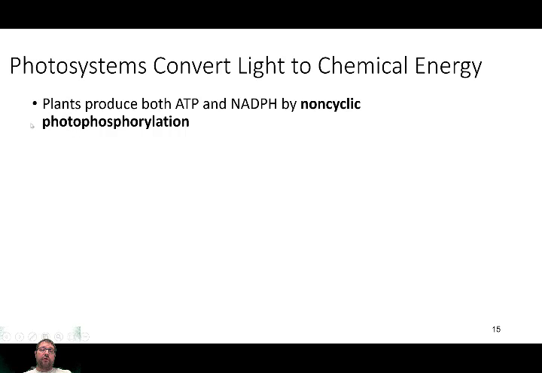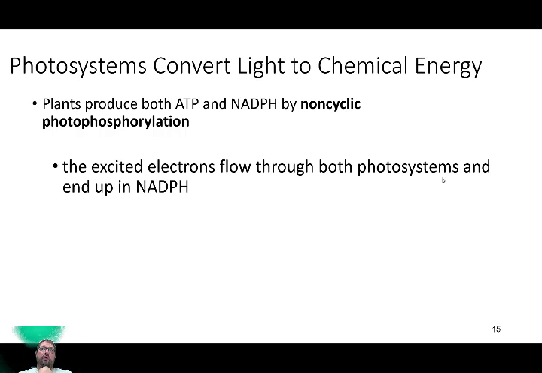Now, the photo part refers to photons, right? So light. The phosphorylation refers to the addition of a phosphate group to this molecule. So if you remember from the video, ADP, or adenosine diphosphate, plus a phosphate is going to form ATP. Well, that formation of ATP is called phosphorylation. When you utilize light, when you utilize photons to do it, it's called photophosphorylation.